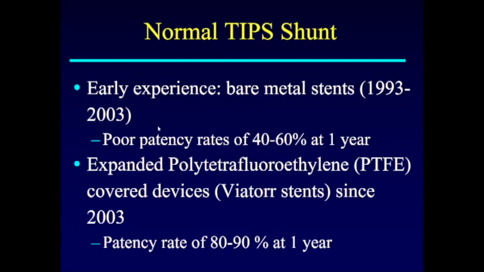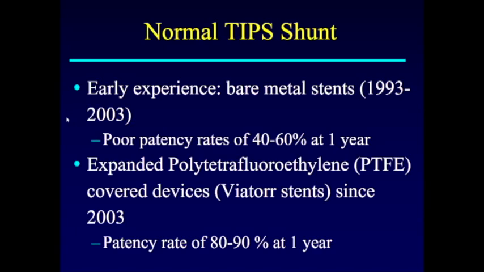So let's look at normal TIPS shunt. The early experience started in the early 90s. So the early experience is that 1 decade between 1993 and 2003. The shunts that were used were bare metallic shunts. They were a great success, but they only had a patency rate of about 40 to 60% at 1 year.